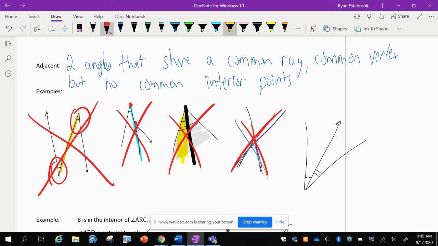Final example, finally we get a smile because they do share a common vertex right there. They do share a common side right here. They don't overlap. They have no common interior points. So this is what adjacent truly looks like.